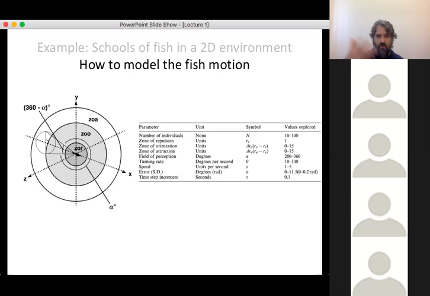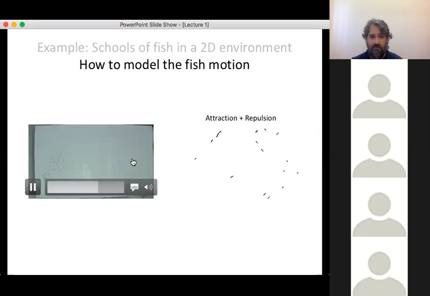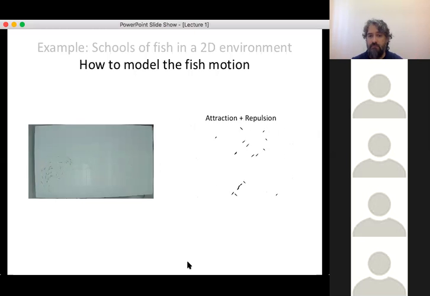So you have a huge amount of parameters you can play with here, and you can then see what happens. So anyway, let's go back to the video. This is one of the videos, a bit slower. And if you want to model that, we can try different things. For example, we can have attraction plus repulsion. So this means that you have short-range attraction and long-range repulsion. And what you see is that obviously this is not a very good model because it doesn't look anything like that.